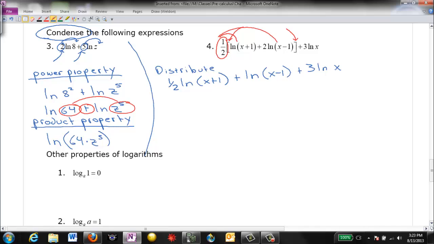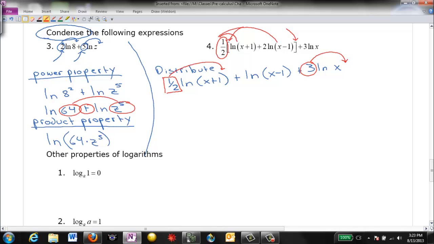All right, the next thing I'm going to look for is any instances of the power property that I can use. If I see any numbers in front of any logarithms, I'm going to put those back in the exponents where they came from. So I see a 1/2 here. That's going to go back up into the exponent here. And I see a 3 that needs to go back up into the exponent here.